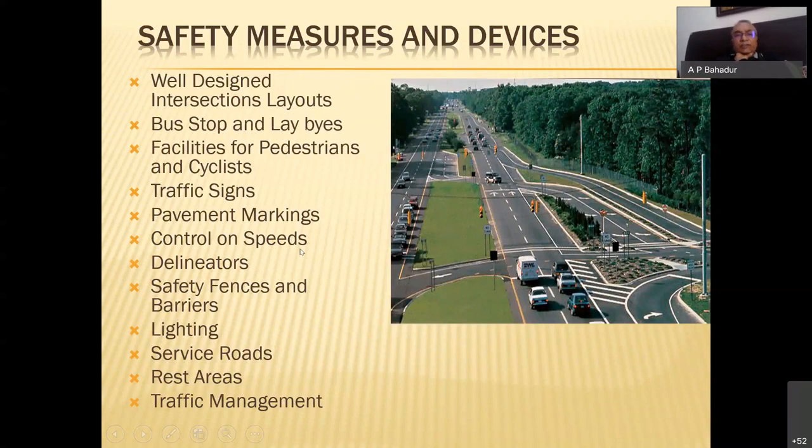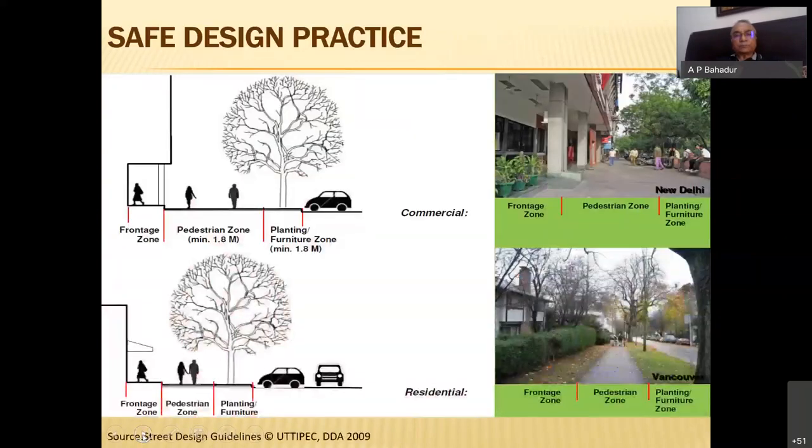Pavement marking, controlling the speed through visual measures, delineators, safety fences, lighting, service roads. If it's a very high volume road and the local traffic has to be segregated, then it must have a service road. Otherwise, what will happen? The local traffic, which is normally slow moving, would use the same space as the high speed traffic, and that will lead to conflicts and accidents. Then use of the front edge zone for window shoppers, then pedestrians, then tree plantation, and if at all you want to provide parking, you can provide it in a commercial area.